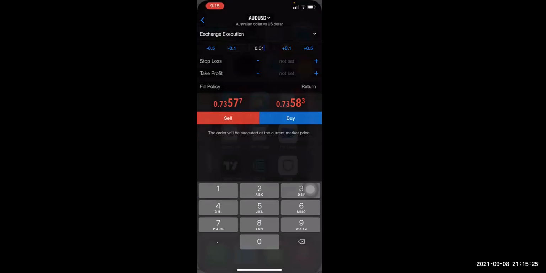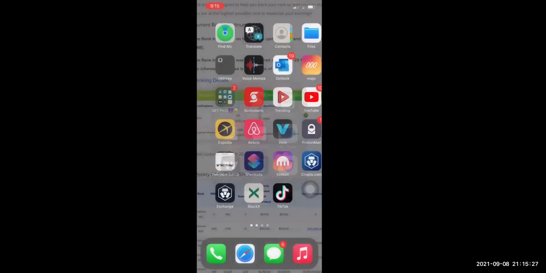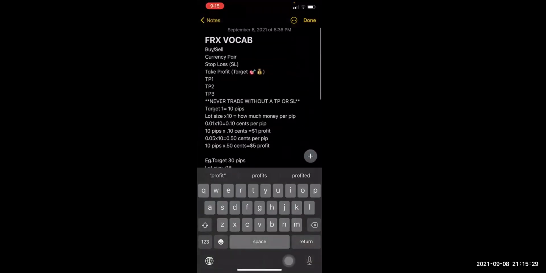But before we continue to go through this, I got some terms I want everybody to really understand. I got some forex vocab I want everybody to understand. You can write these down. Buy or sell. These are things you're going to need to know before you can take a trade.